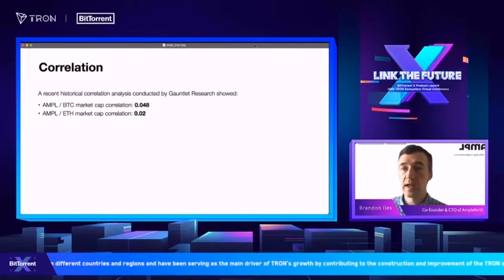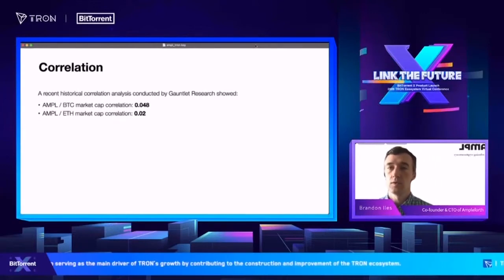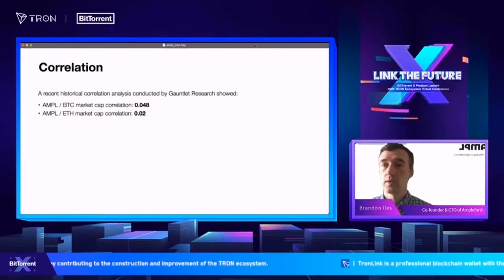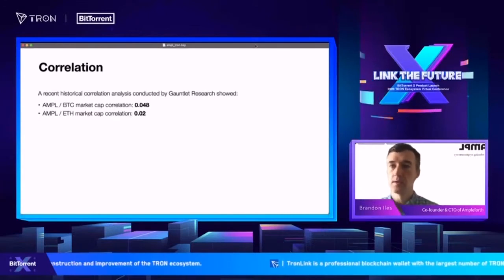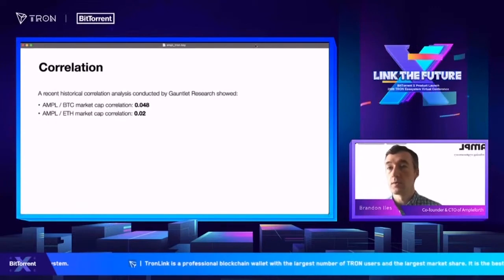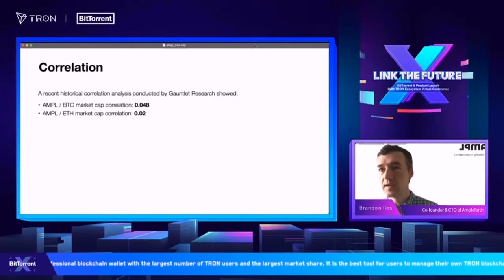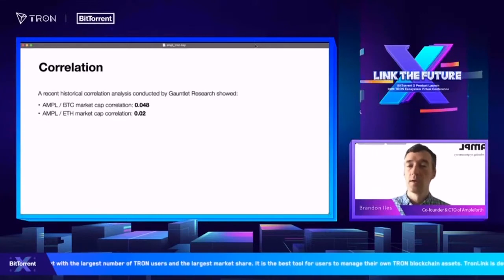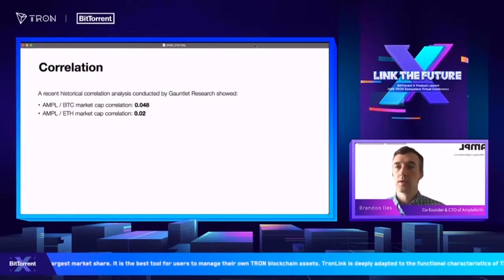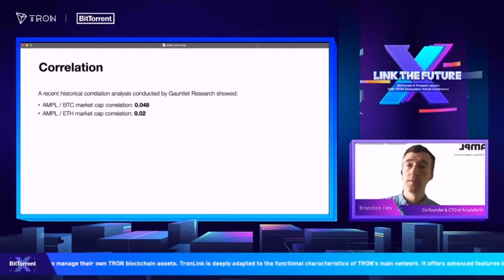So what does this mean? This means that it actually makes sense to hold AMPL in a portfolio, right? So if you hold Bitcoin, there's probably not much reason to hold anything else if it moves exactly the same. But if you hold an uncorrelated asset, then you can increase your Sharpe ratios, portfolio metrics, and reduce overall risk, because AMPL and BTC aren't guaranteed to move exactly the same way. Which also means that if you use AMPL as collateral in a basket of assets, then your collateral is potentially safer and can reduce risk long term.